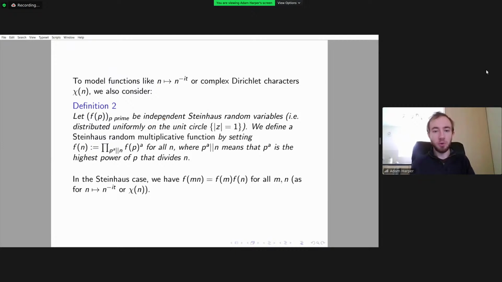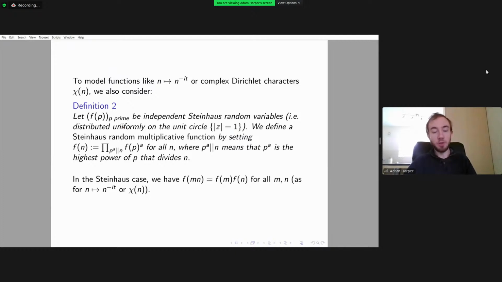So these are called Steinhaus random multiplicative functions. And the way you get them is now on the primes, you define your function to be an independent sequence of random variables, but now uniform on the unit circle instead of plus or minus 1. So uniform on the complex numbers with absolute value 1.